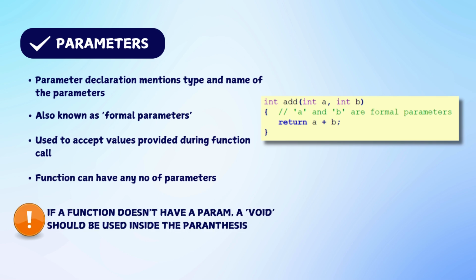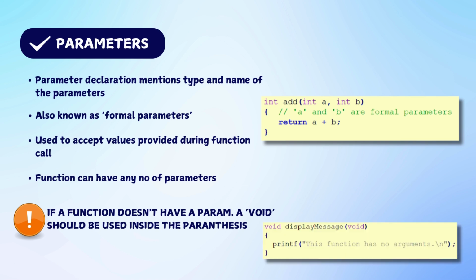If a function doesn't have a parameter, void is used. In this example, the function displayMessage doesn't have any parameter. Hence, void is written inside the parentheses.